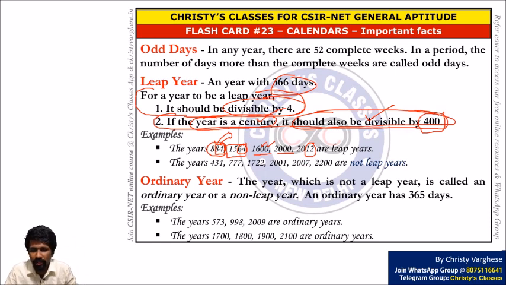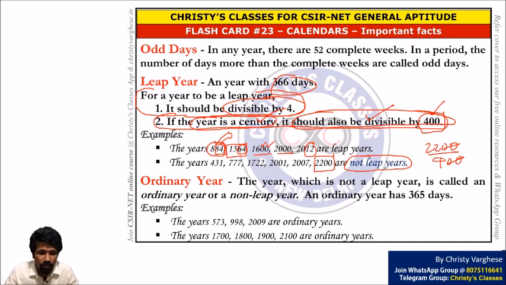I will tell you what that means. For example, 2200 is a multiple of 4. But even if it is a multiple of 4, it is not a leap year, it is an ordinary year. Why? Because it is a century, and the century is not divisible by 400. Divisible by 400 means 2200 divided by 400 should not leave a remainder. No, you are getting a remainder. It is not exactly divisible. That is the idea. So 2200 is not a leap year for that reason.